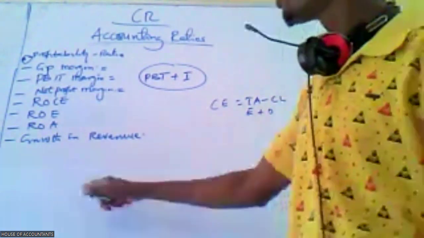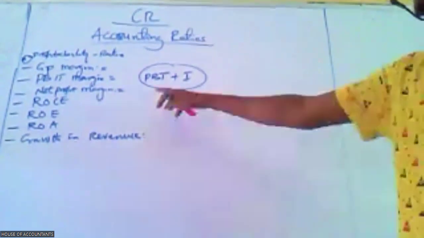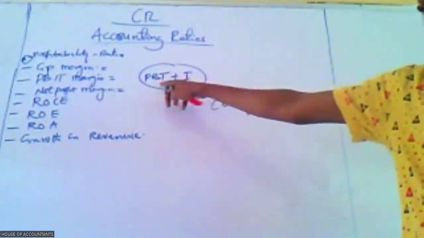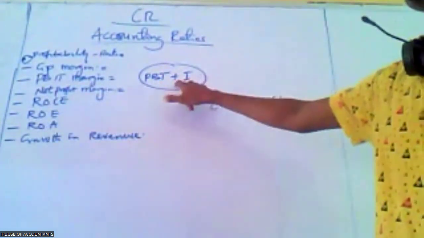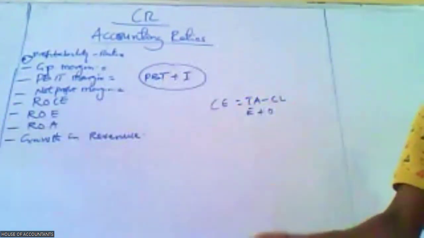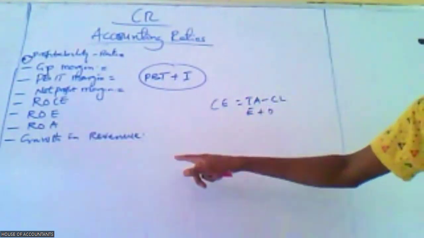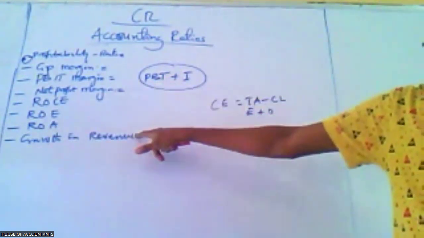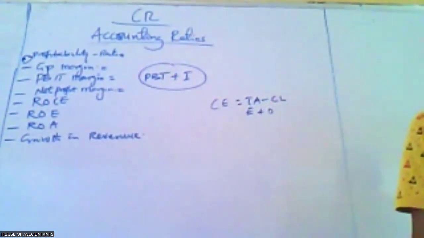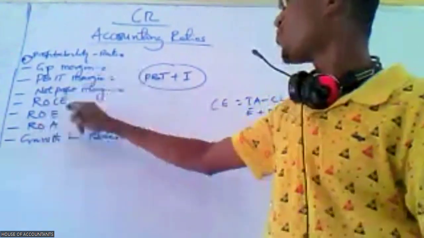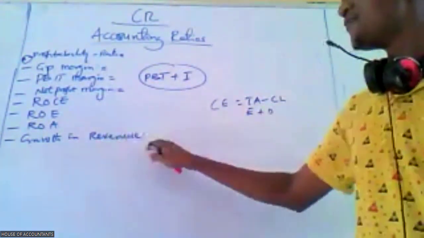The next one is return on equity. Return on equity is PBIT over equity. Then return on assets simply means PBIT over what? Over total assets. That is return on assets: PBIT over total assets.